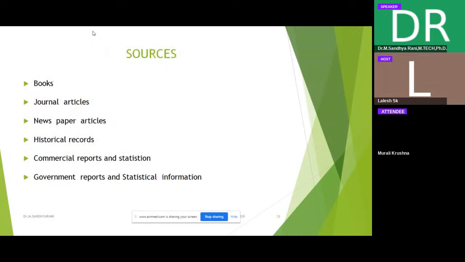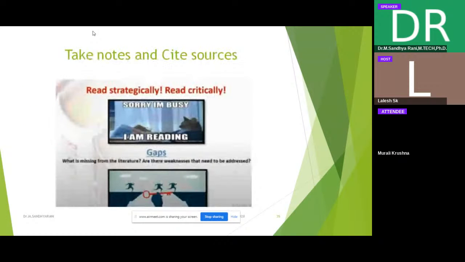Various sources of literature review. Here we have some sources. It can be books, journals, newspaper articles, historical records, commercial reports and statistical information. Whenever you are doing a literature review for your research paper, take notes and cite sources. You must read the books and journals strategically and read critically. It will give you many ideas, and you can improve your research.